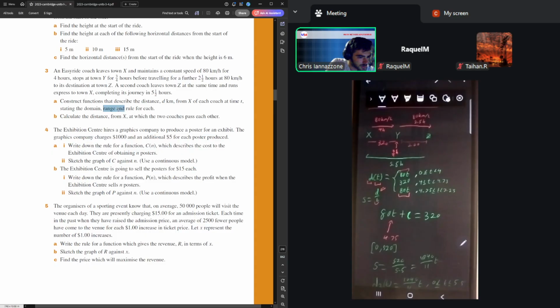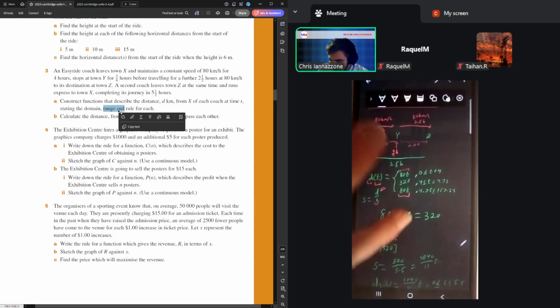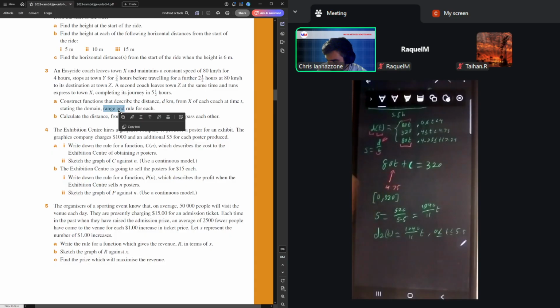We do need a range for the second one, but it is just a linear at the end of the day. You're just going to sub in t equals 0, t equals 5.5, and in fact, there's no real math to be done here. You could sub in 5.5 just to validate it, but we should know that it's going to come out to be 520 anyway.